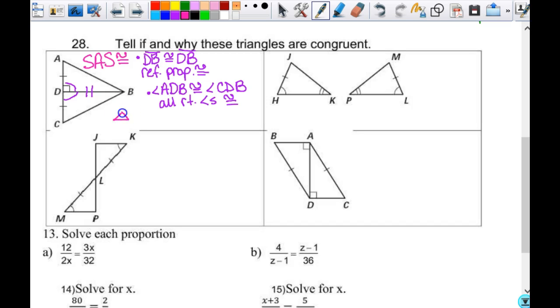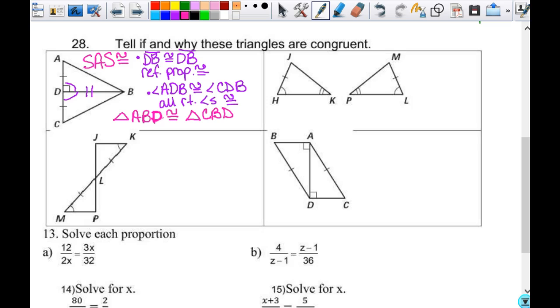So triangle ADB, or ABD is what I wrote. I didn't say that, but whatever. I'm not going to rewrite that. ABD is congruent to triangle CBD. And you've got to make sure that your order is right. All right? All that stuff there is important.